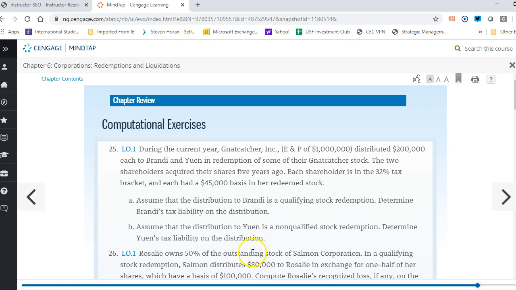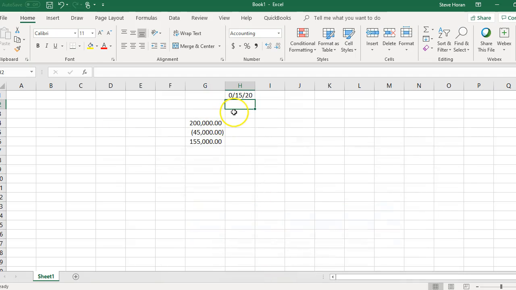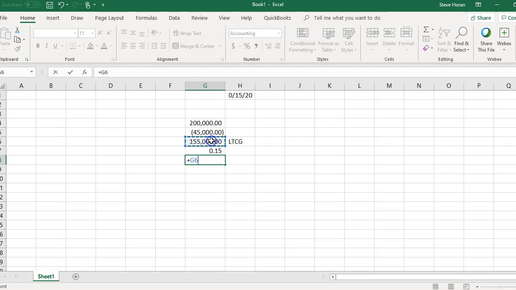So they mentioned that Brandy, and both of them, is at the 32% tax bracket. So the 32% tax bracket on the individual side would equate to the 15% bracket for capital gains and dividends. So this $155,000 is considered to be a long-term capital gain, and Brandy will pay a 15% tax rate on that. So basically it's 155,000 times 15%, and the amount paid is $23,250.